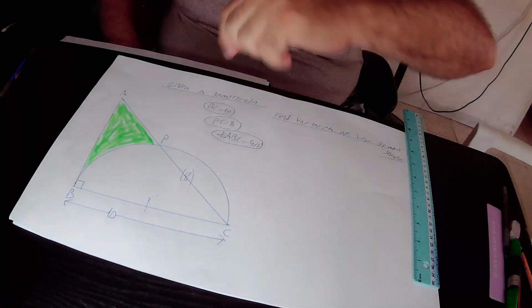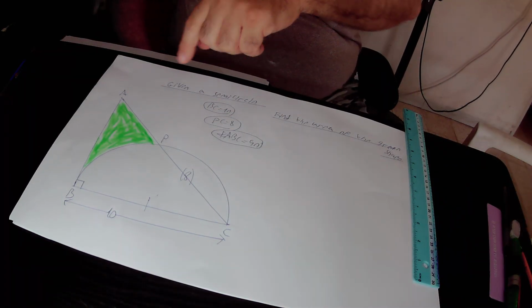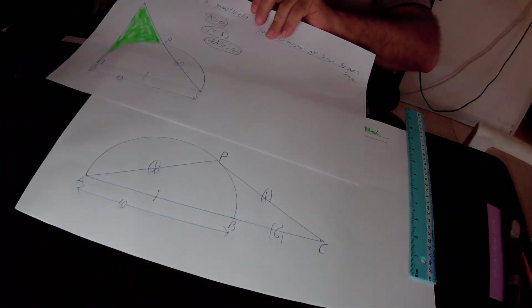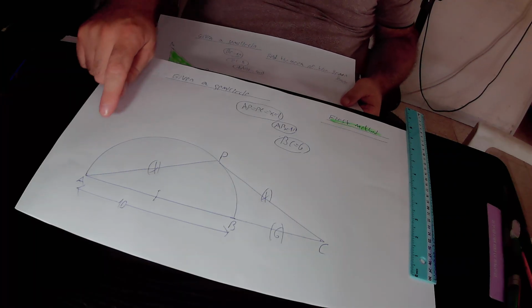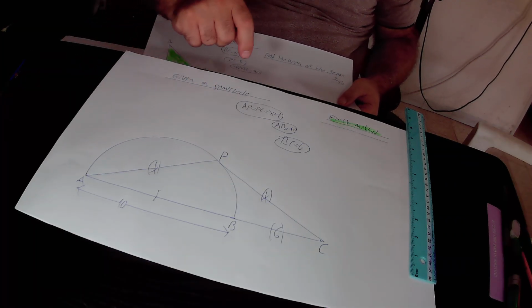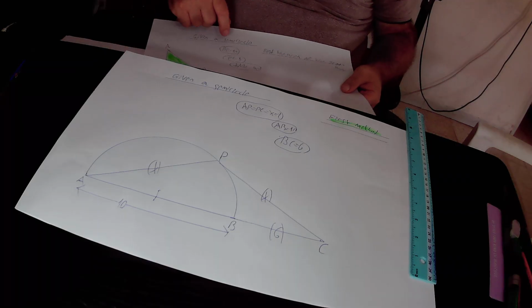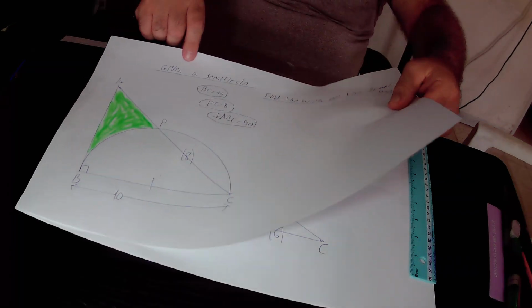And now in this lecture we'll answer two questions. In the first question we find out the area of this green shape, and in the second question we find out the length of line segment AP that is equal to x using two different methods. So we start with the first question.